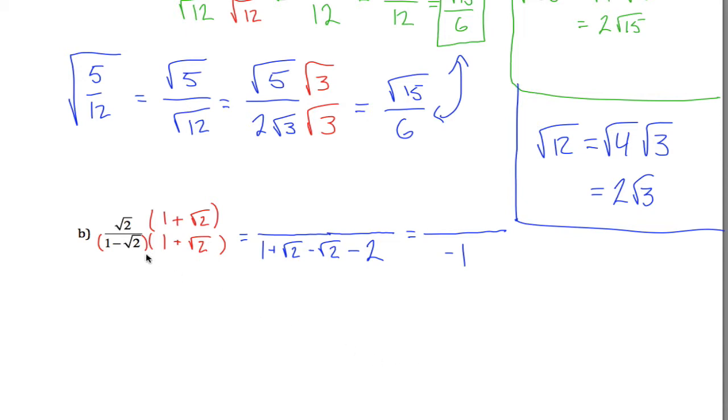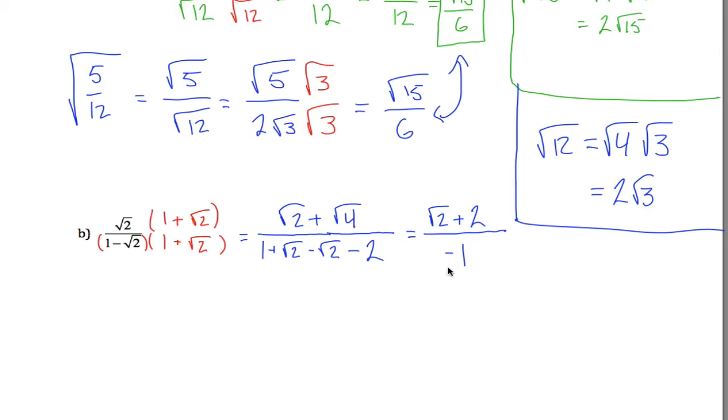That'll always happen when you multiply by the conjugate. We'll always get these square roots canceling out. Now I don't have any square roots in the denominator, so I'm in really good shape. Yeah, I guess I should simplify the top. The square root of 2 times 1 plus root 2, I'll have to distribute and get square root of 2 plus the square root of 2 times the square root of 2. But the square root of 4 is just 2. So I get root 2 plus 2 over negative 1.